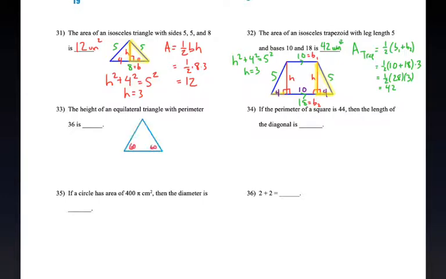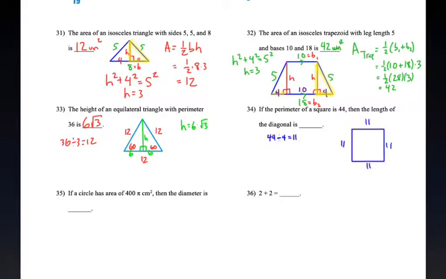Equilateral triangle. If it's an equilateral triangle, you've got 60-degree angles. Each side is 12 if the sum is 36. That height splits that 12 in half to 6 and 6. That's a 30, 60, 90 triangle. My height here is the long leg of that 30, 60, 90 triangle. That's going to be 6 times the square root of 3, short leg to long leg.